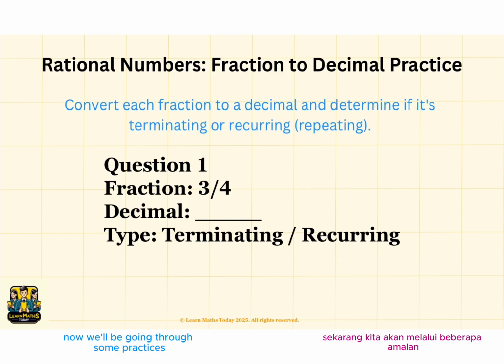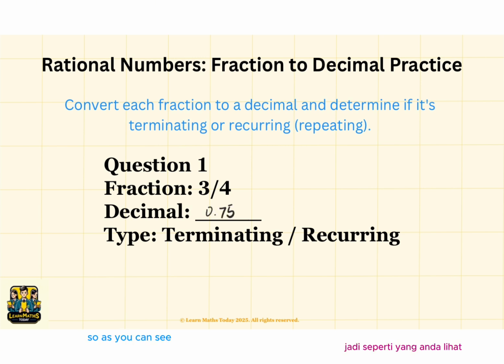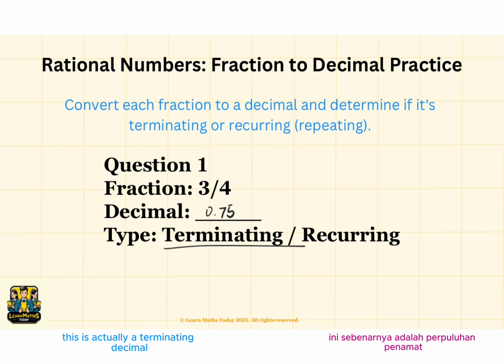Now we'll be going through some practices. You can pause the video on each slide to practice for yourself before revealing the answer. We'll be converting each fraction to a decimal and determining if it's terminating or recurring. So for example, this fraction, 3 over 4. In decimal form, 3 over 4 is 0.75. So as you can see, this is actually a terminating decimal.